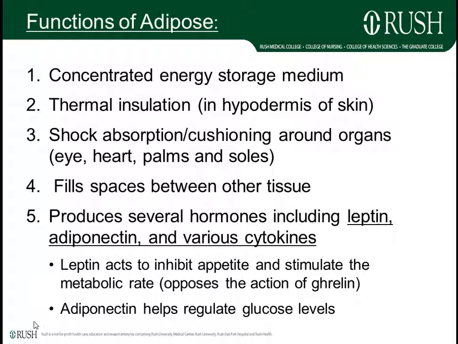Now, I'm just going to talk about two of the hormones that are made by adipose cells, or adipocytes, and those are leptin and adiponectin. Leptin acts to inhibit appetite and stimulate the metabolic rate. This opposes the action of ghrelin, another hormone, which is made in the GI tract, which actually stimulates the appetite. The other hormone made by adipocytes is adiponectin, which helps to regulate glucose levels.